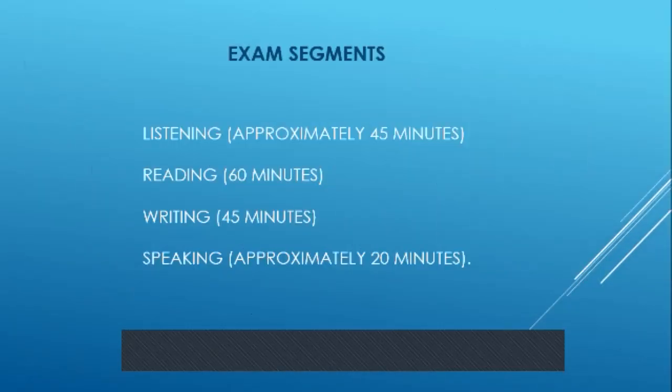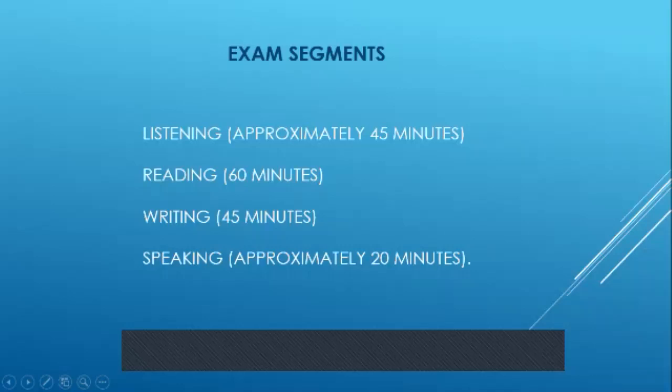Congratulations for that. Now coming to the exam segments: listening, reading, writing, and speaking. You have the same four sections as in IELTS or TOEFL. The difference is that listening in IELTS is almost 30 to 32 minutes, and here it's approximately 45 minutes. Reading is going to be 60 minutes, then writing, which is 45 minutes, followed by speaking, which will be approximately 20 minutes.